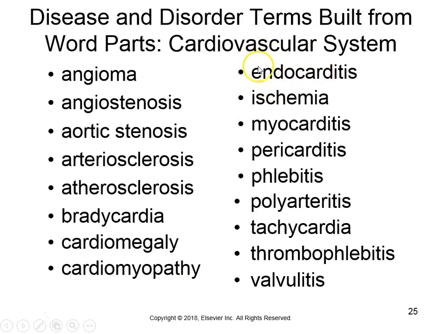If you are specifically having trouble with the interior lining of your heart, that would be endocarditis, for example. Ischemia, as I had mentioned, means a deficiency of blood flow, in this case probably to the heart. You can also have myocarditis or pericarditis, depending on which layer of the heart is inflamed. This is just a weird one to say. Thrombophlebitis would be inflammation of a vein due to a blood clot. So there's a thrombus that's causing inflammation of the vein. So these aren't too bad.